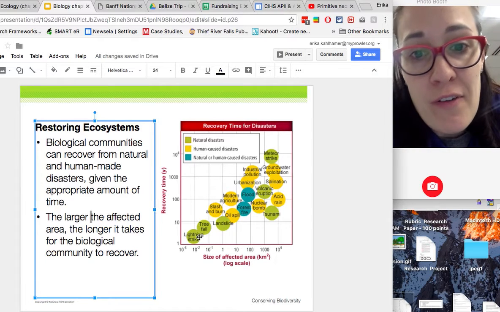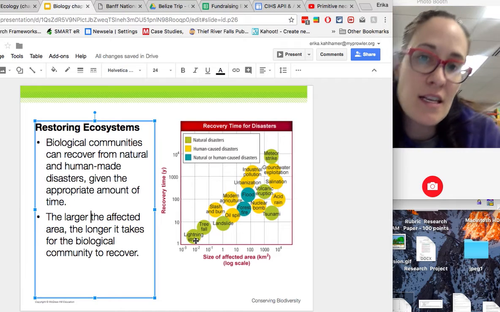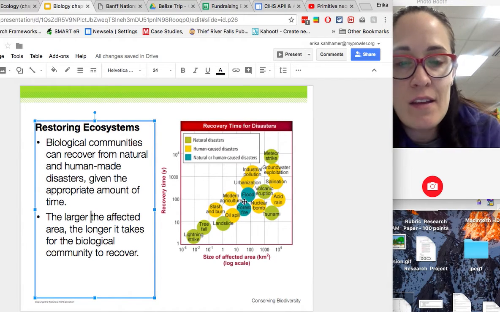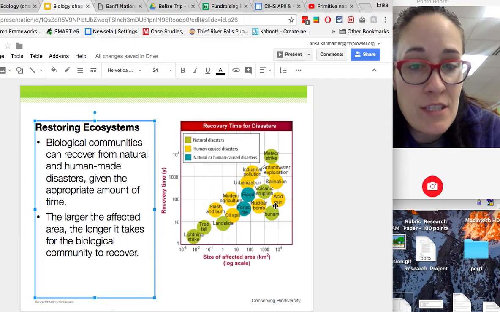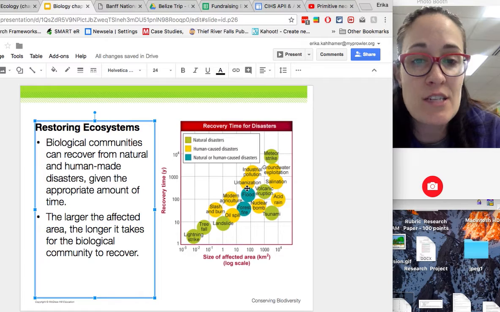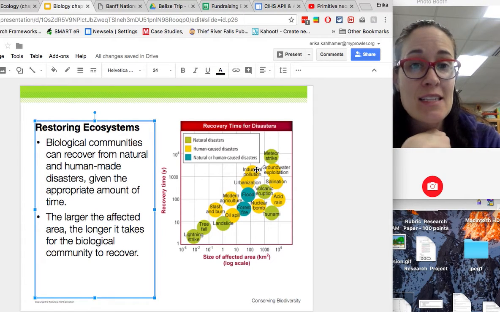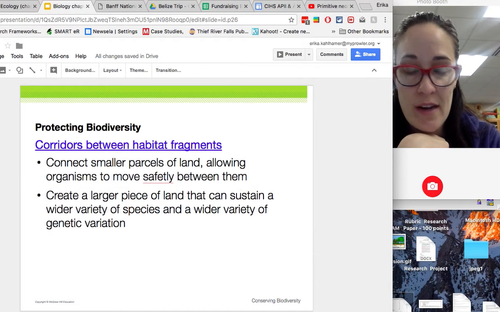So a tree fall or a lightning strike doesn't take very long for that area to recover. Something like acid rain or a tsunami, volcanic eruption, urbanization affects a larger area and takes a lot more time to recover.